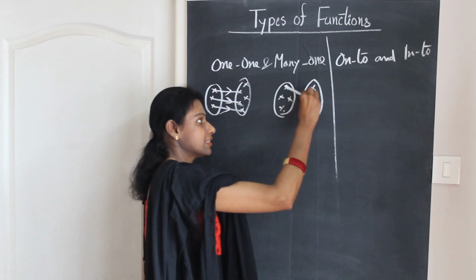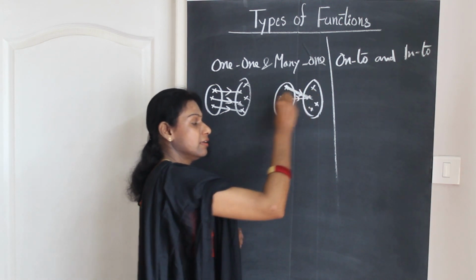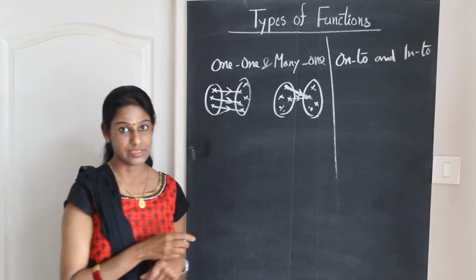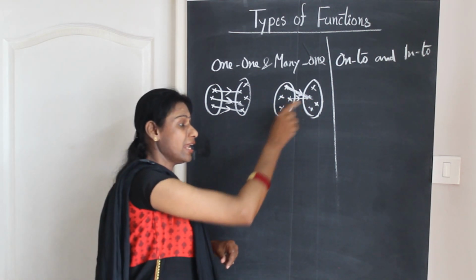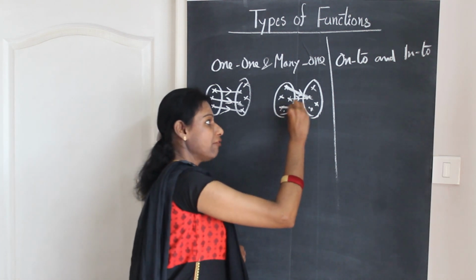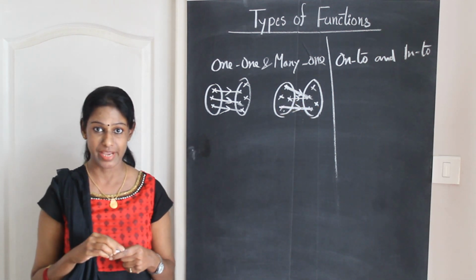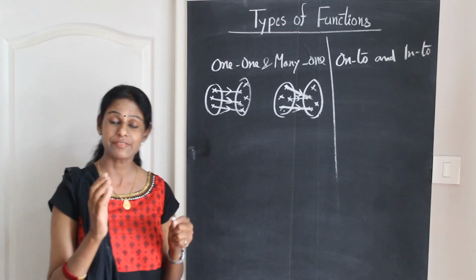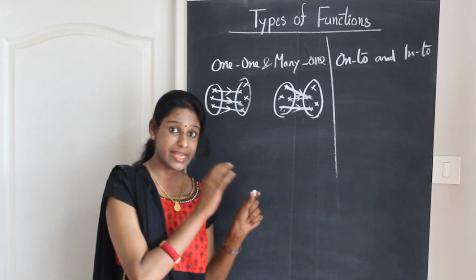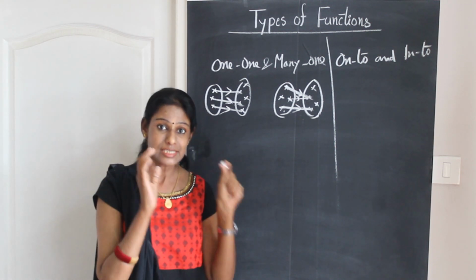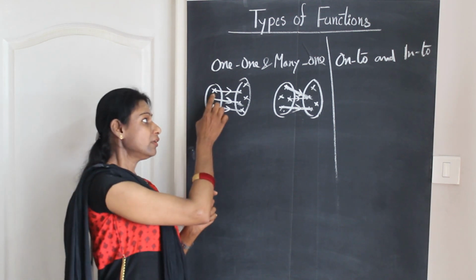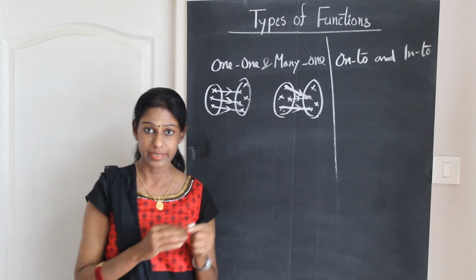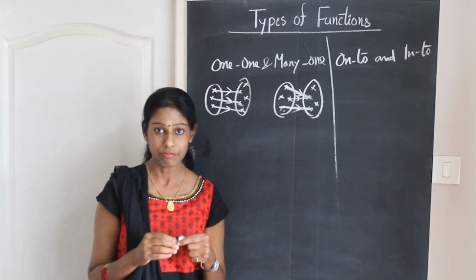So like this. Here this element has two pre-images. So at least one element of the range must have more than one pre-image in the domain. Then the function is known as many-to-one. So it is very easy to remember because the name indicates the speciality of the function. One-to-one correspondence, that is a one-to-one function. Many-to-one correspondence, that is a many-to-one function.